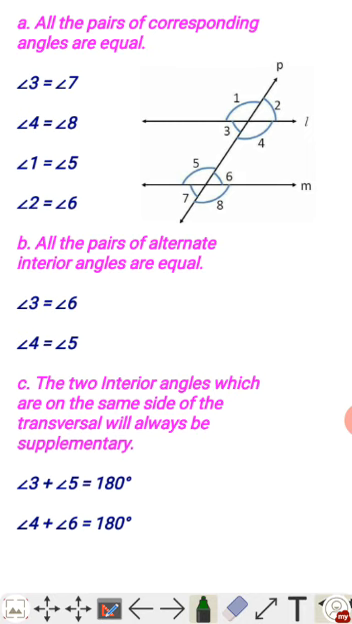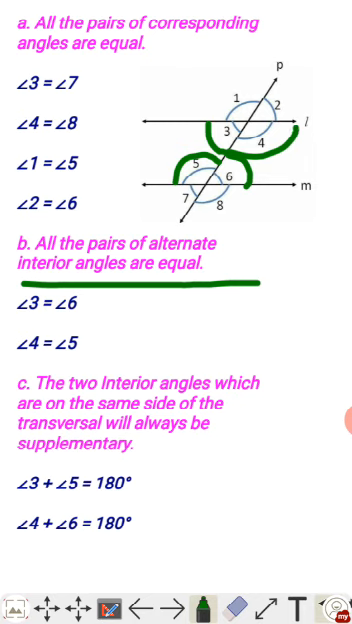In the same way, all the pairs of alternate interior angles are equal. You know what alternate interior angle means. Here angle 3 and angle 6 is one pair of alternate interior angles, and angle 5 and angle 4 is another pair we get for the alternate interior angles.